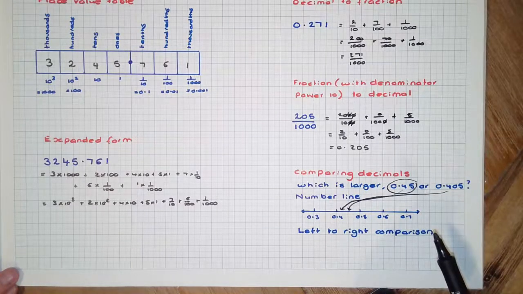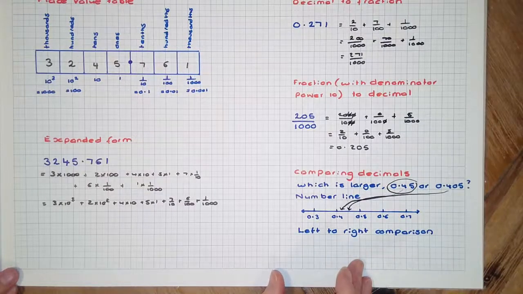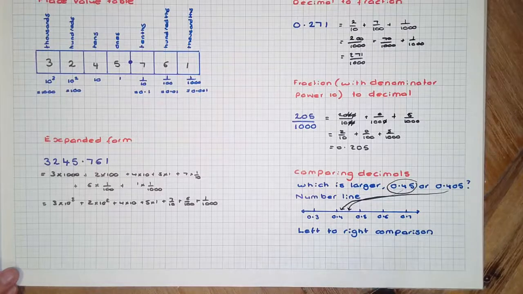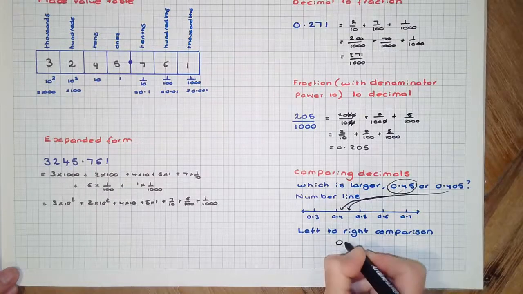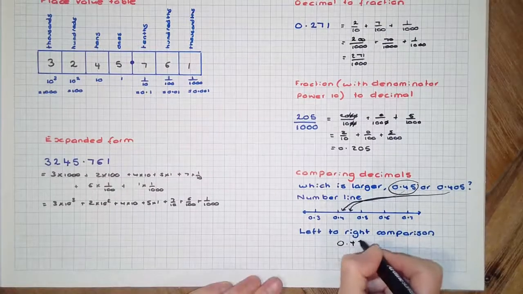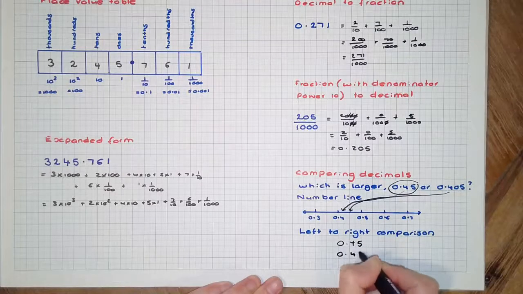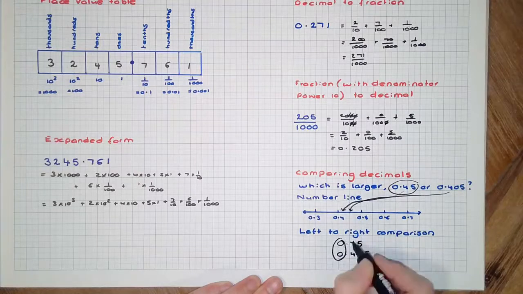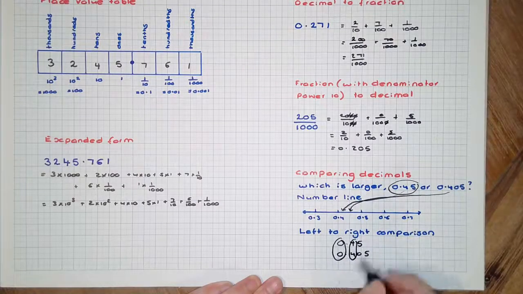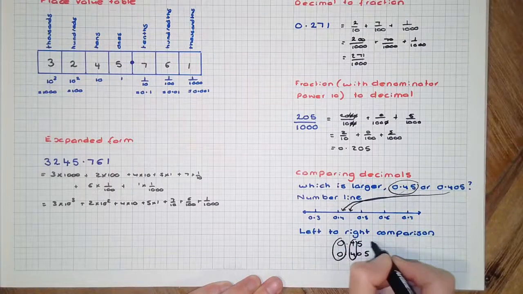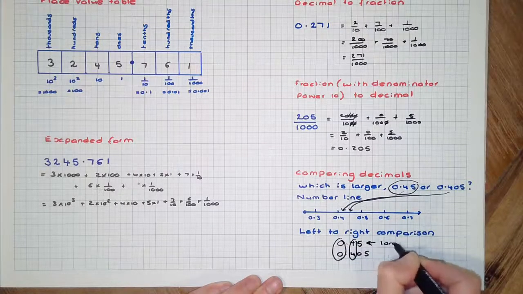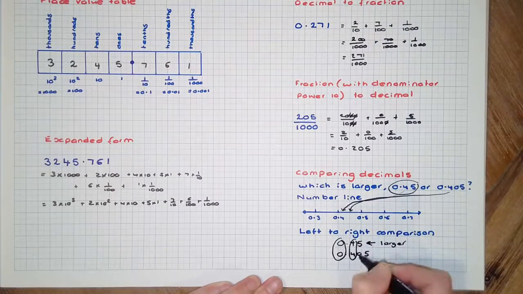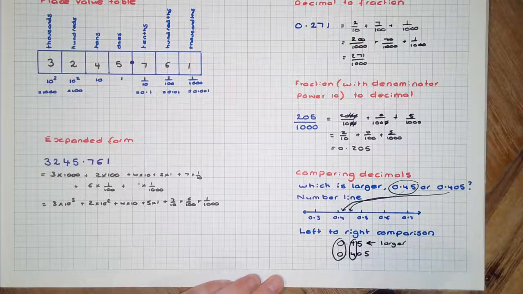Rather than drawing number lines to compare decimals, you can simply line up the decimal point and compare the digits from left to right. So 0.45 and 0.405, working left to right, 0, 0 are the same, 4, 4 are the same. But here we can see we have a 5 and a 0. Therefore, 0.45 is larger because 5 is greater than 0 in the hundredths place value.